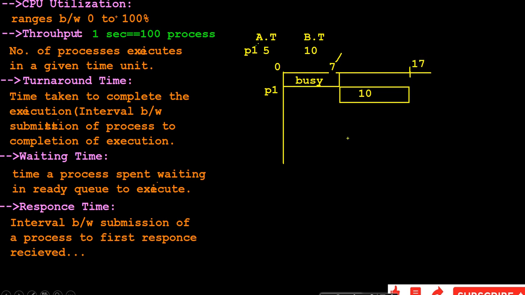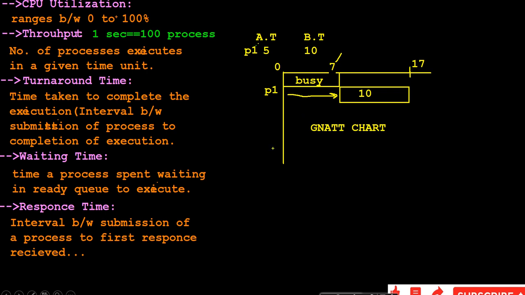This chart or this graph is called a Gantt chart. This type of graph is called a Gantt chart. So here P1 started the execution at the 7th second. It is finishing the execution at the 17th second.